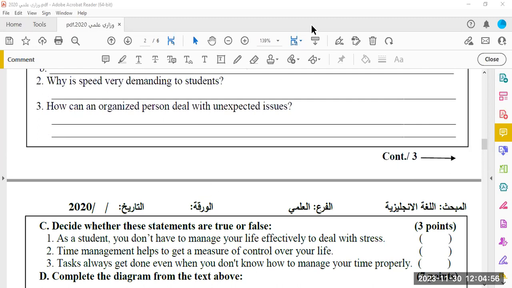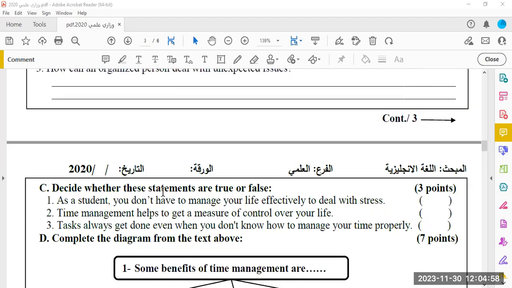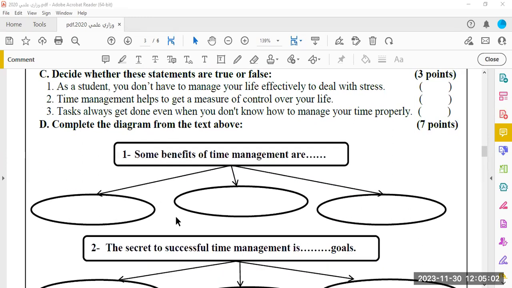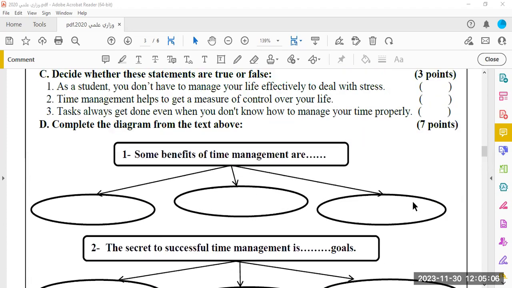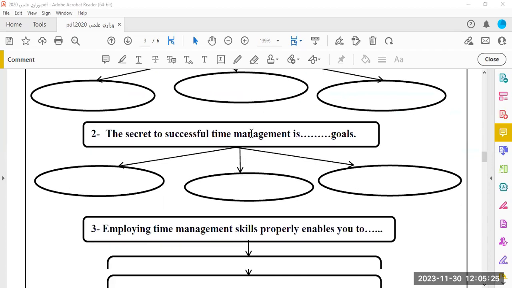Question C is true or false. And number 4, complete the diagram from the text above. Now you have 1, 2, 3 blank spaces, and here 3. That's 7 spaces, which is 7 points, 7 marks, just like answering a normal question. So you need to be careful not to miss any point, because if you look at this, it's almost 40 questions in 2 pages. So there is a possibility or a chance of losing points if you are not careful. You need to be careful.